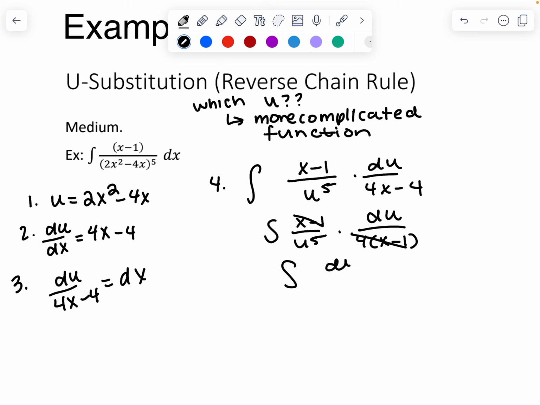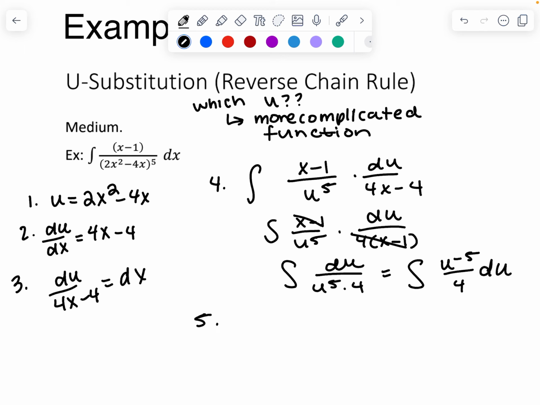So now I have du over u to the 5th power times 4. And so now everything's with respect to u. One thing that we have to do real quick to make this easier to solve is that this is on the bottom of the fraction. To use the reverse power rule, we need to get it on the numerator. So this is going to become u to the negative 5th power all over the constant 4 du.